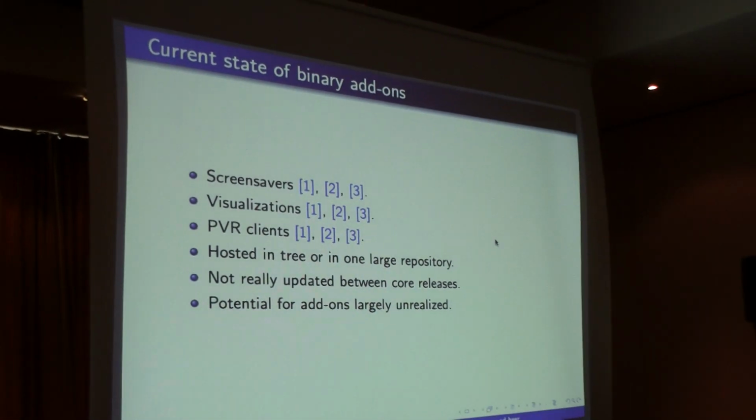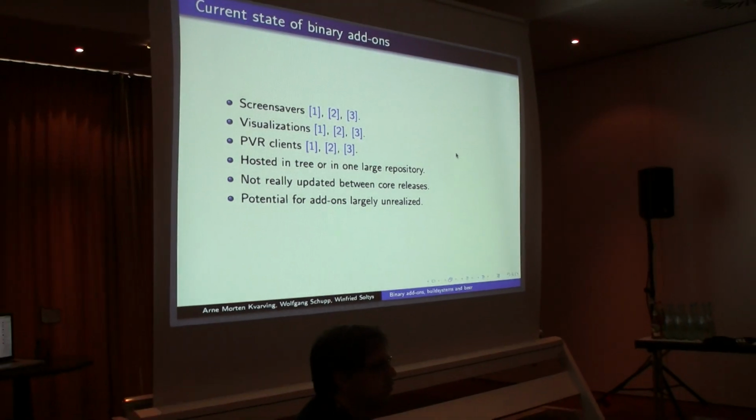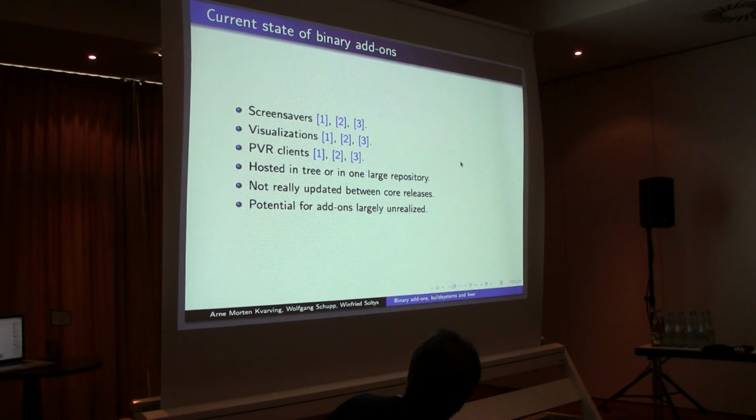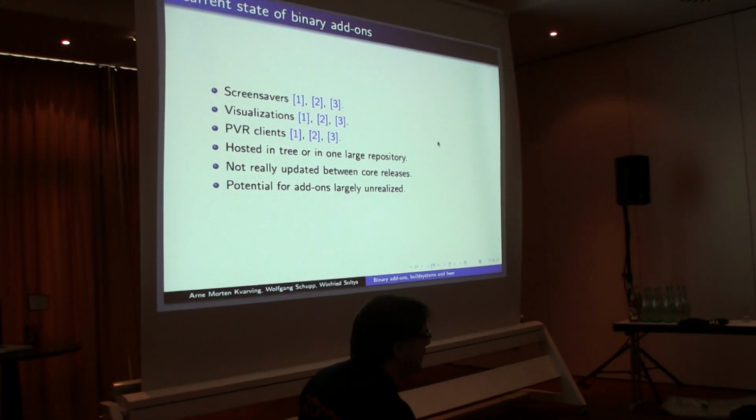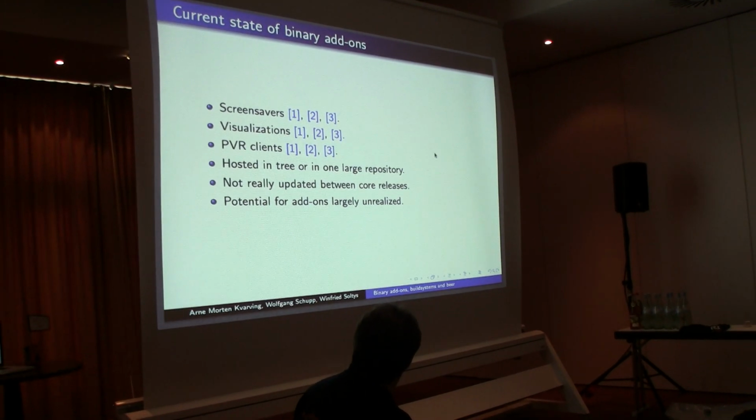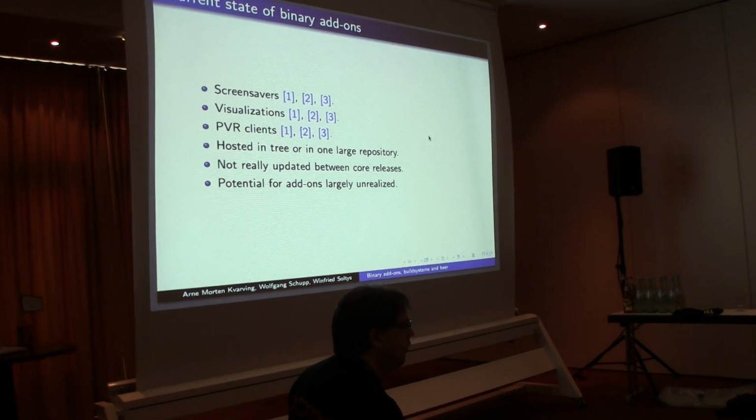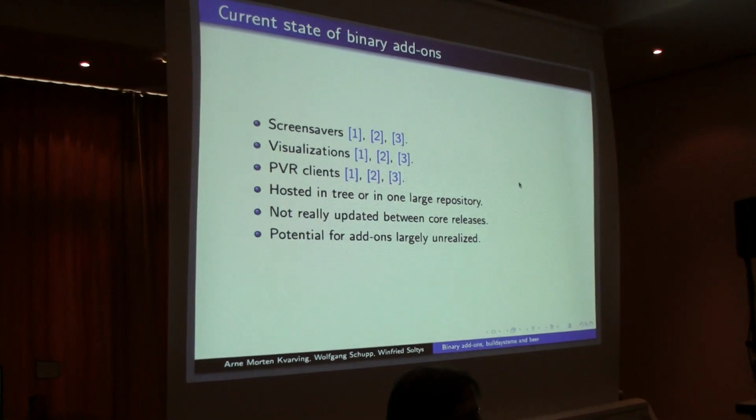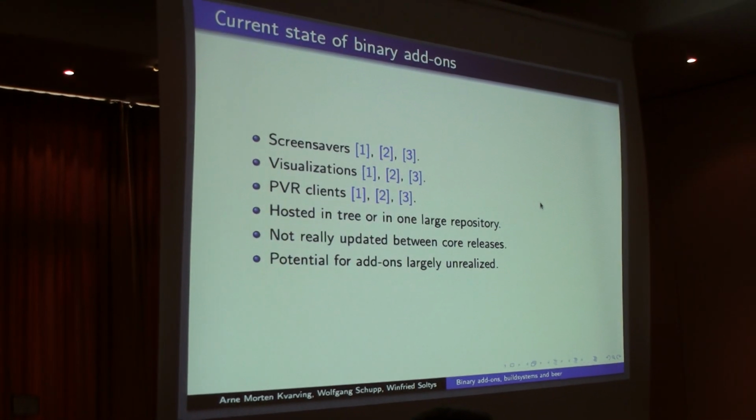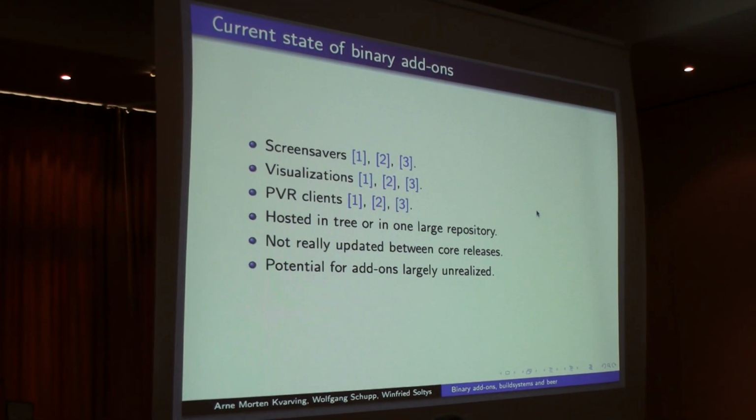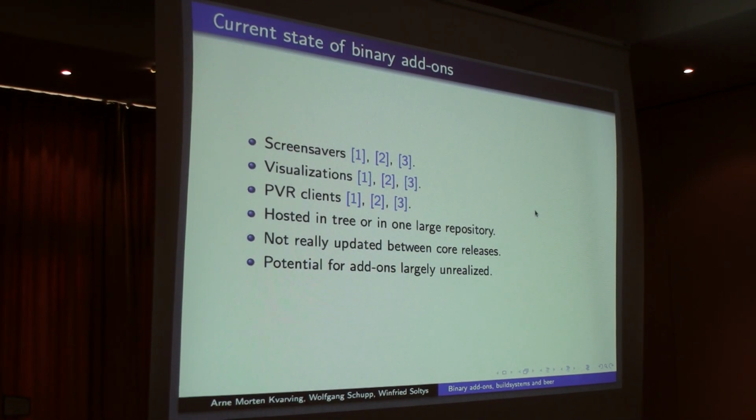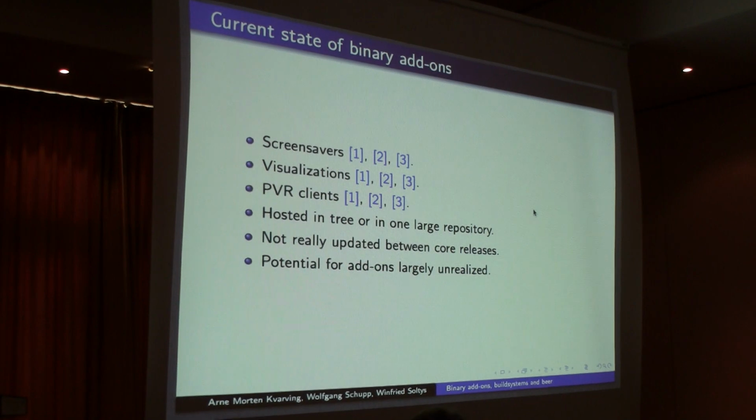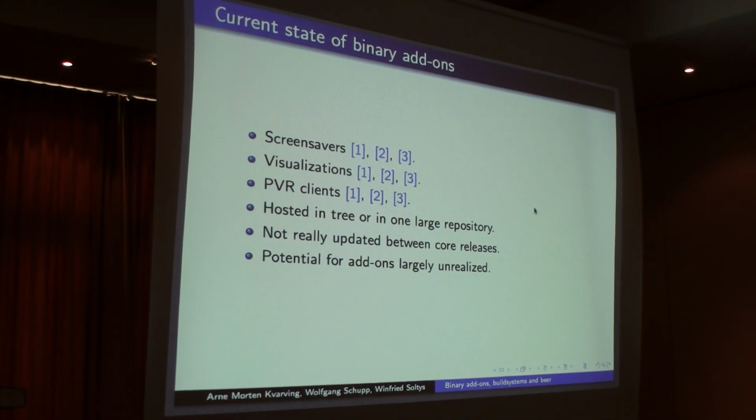So the current state of binary add-ons is, we of course already have binary add-ons, and we have had since the Xbox: screensavers, visualizations, and of course PVR clients. And they're either hosted in tree or in some other large repository. And of course they're never updated in between releases, right? They only ever get updated during a core release, pretty much. And so we have this potential, but it's mostly unrealized.